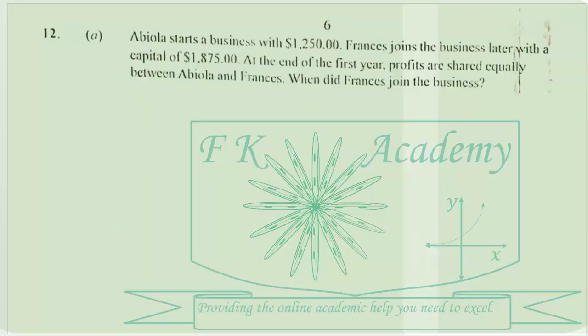Question 12a. Abiola starts a business with $1,250. Frances joins the business later with a capital of $1,875. At the end of the first year, profits are shared equally between Abiola and Frances. When did Frances join the business?